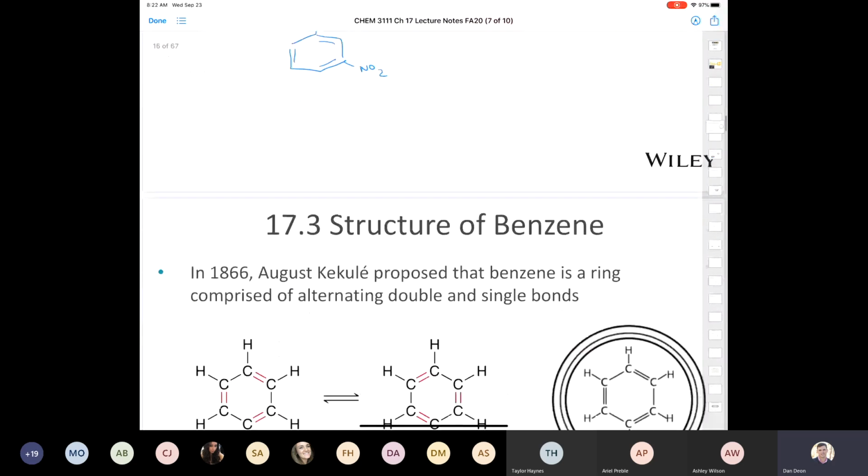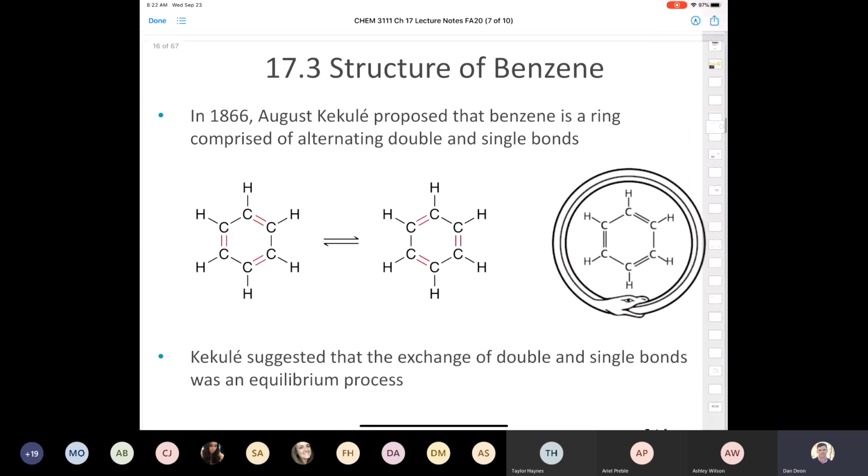Let's switch gears and talk about the structure of benzene. And it says here that in 1866, Auguste Kekulé proposed the structure of benzene. That is a ring comprised of alternating double and single bonds. I don't know if you've ever heard the story about the structure of benzene, but there's some interesting history to it because chemists knew the formula. They knew the C6H6 for quite a while, but they actually didn't have the structure. And there were other structures proposed.